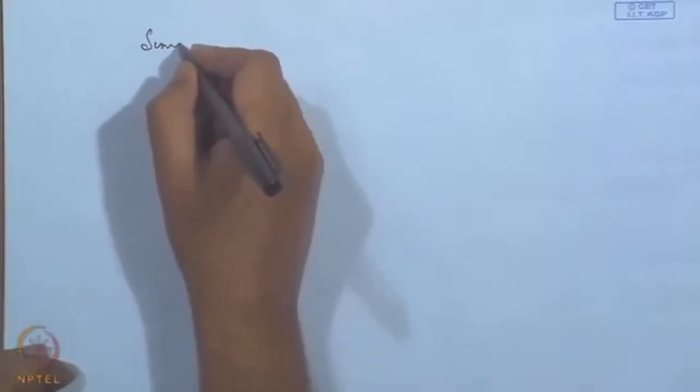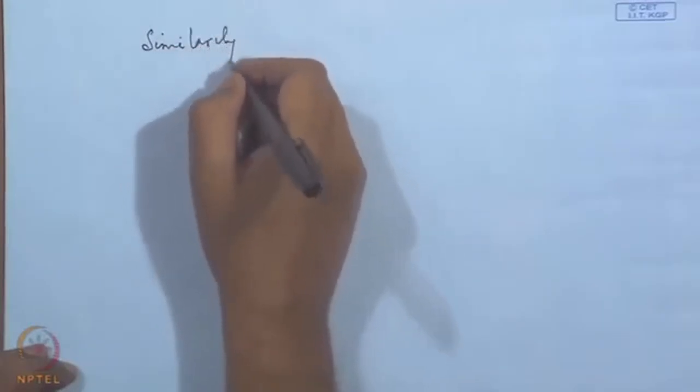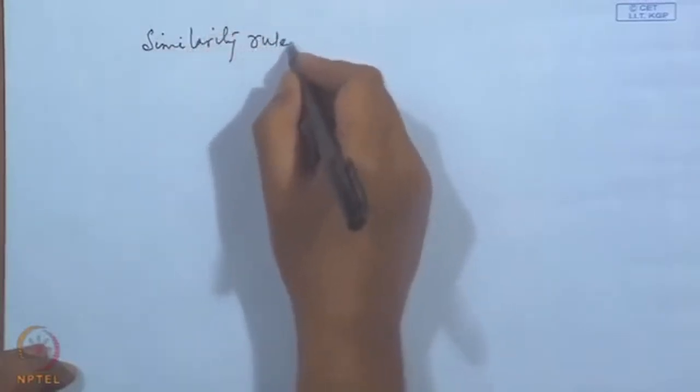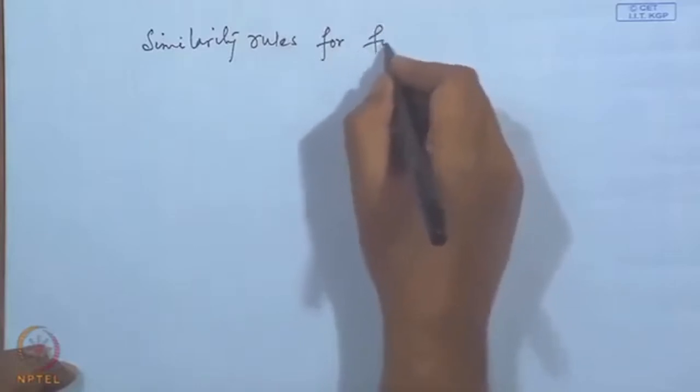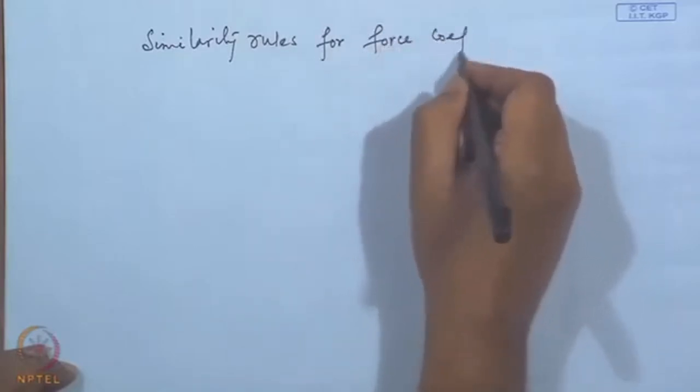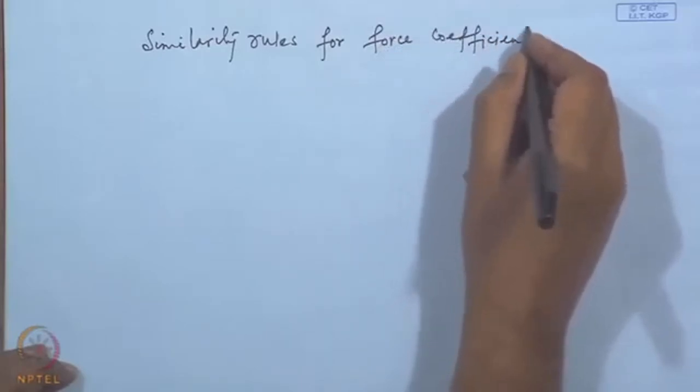Once we have obtained the similarity rules for two-dimensional and three-dimensional bodies, let us now look for similarity rules in terms of the force coefficient. So, let us now look for the similarity rules in terms of force coefficients, and in particular lift and drag.